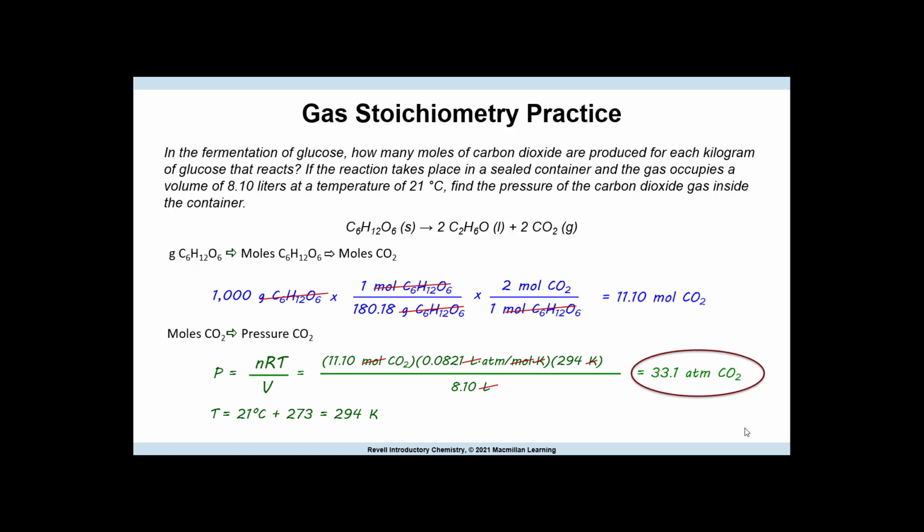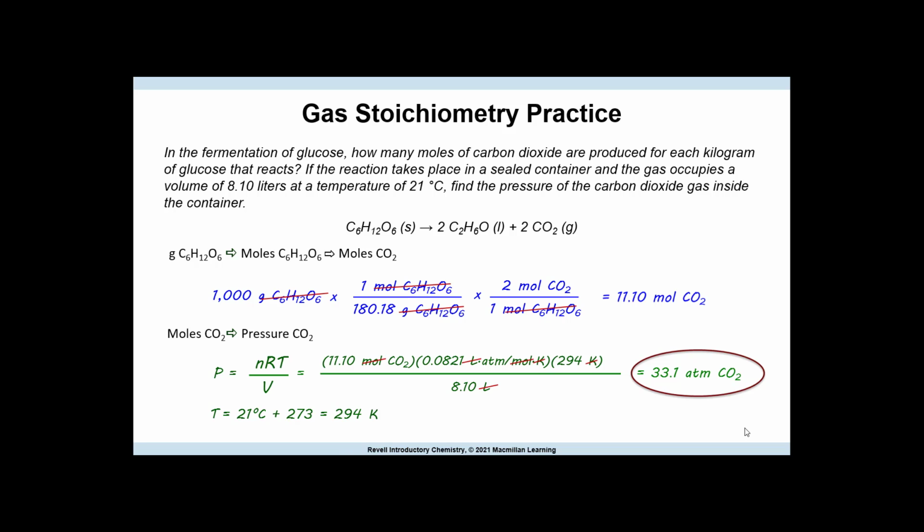Following the mole map, our strategy is to go from grams of glucose to moles of CO2. We begin with 1 kilogram, that's 1,000 grams, of glucose times 1 mole per 180.18 grams of glucose times 2 moles of CO2 per 1 mole of glucose. This gives us 11.10 moles of carbon dioxide.